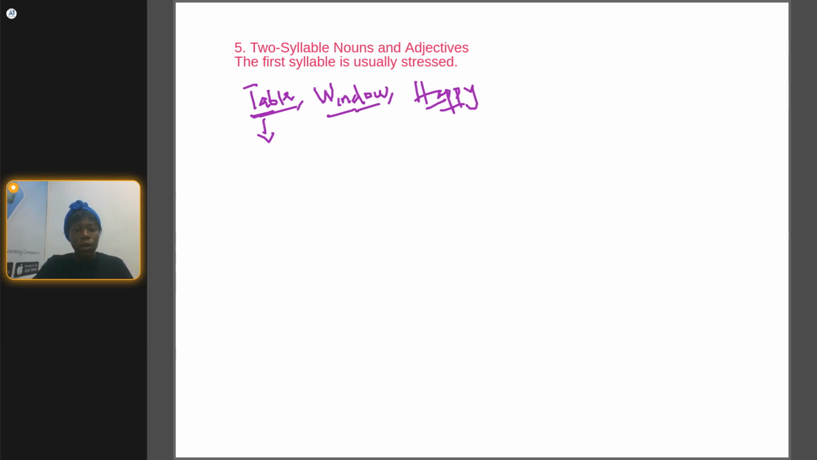Then we look at rule number 6, and this talks about two-syllable verbs and prepositions. Trying to have that on the board.